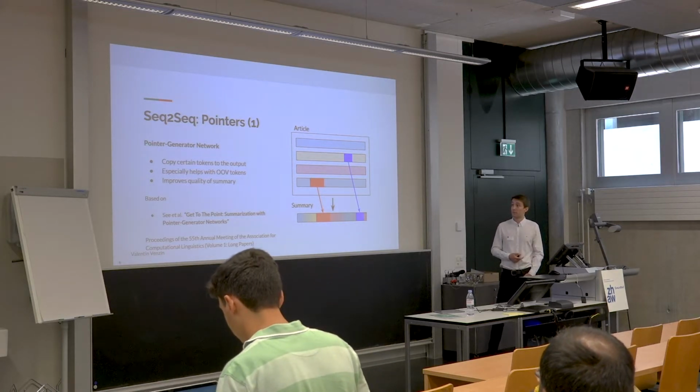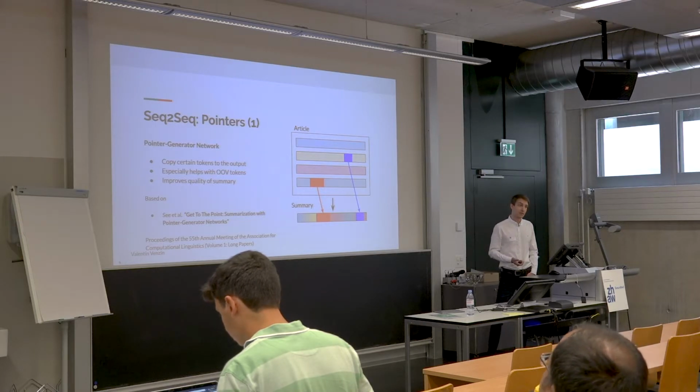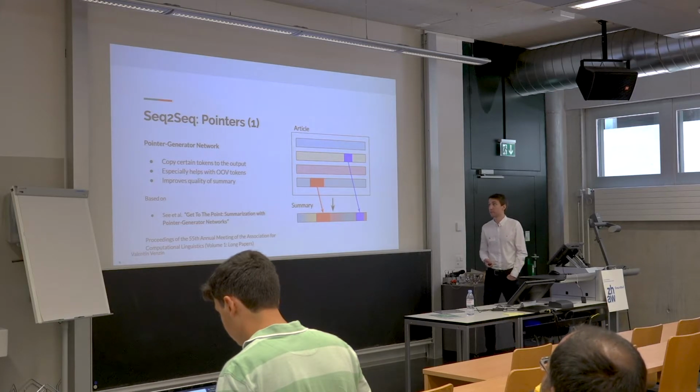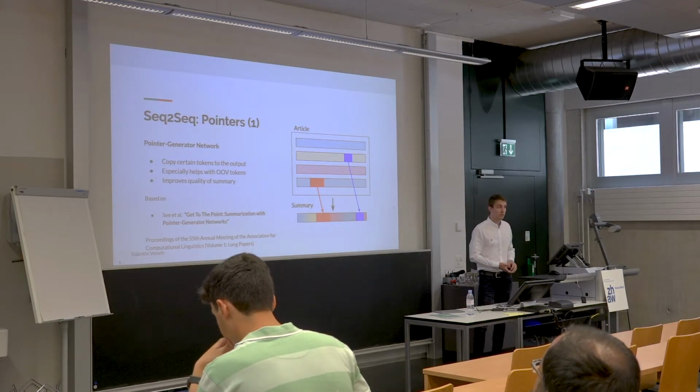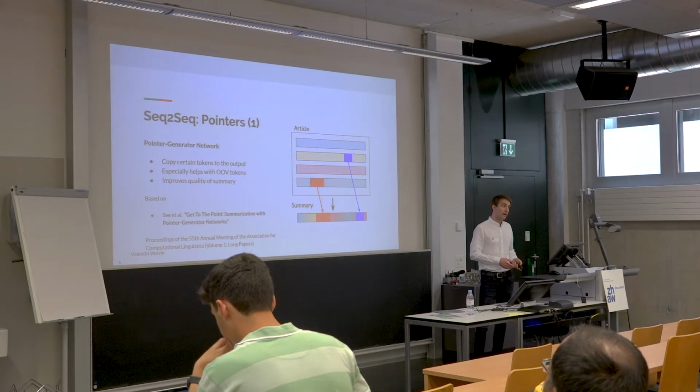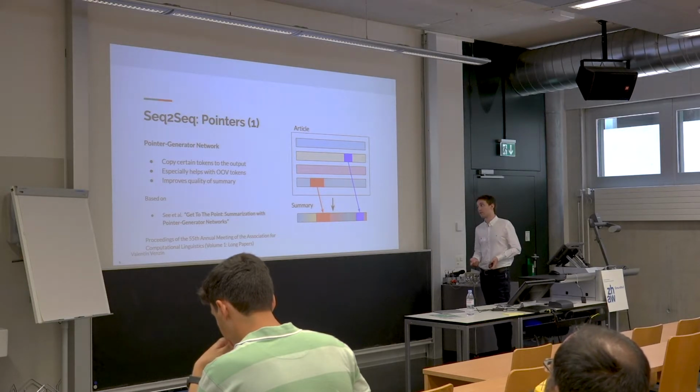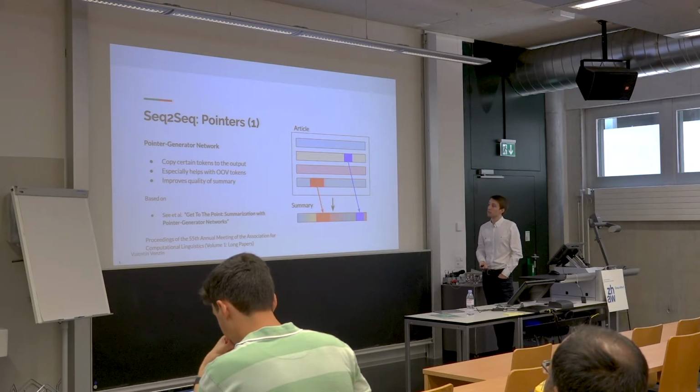So 60,000 might seem like a lot, but it's not so much, because in German we have many compound words, we have many names of entities and so on, which are not in the vocabulary. And it's really important that these words also can occur in the summary. So we just copy them to the summary.